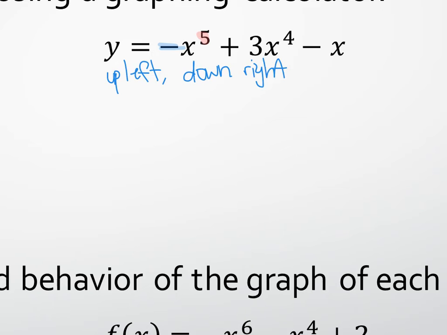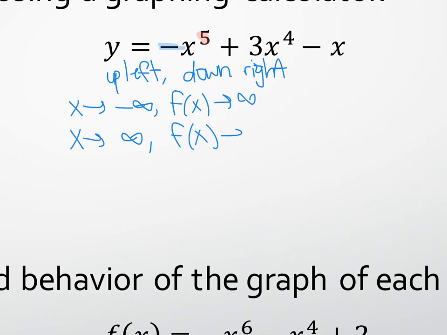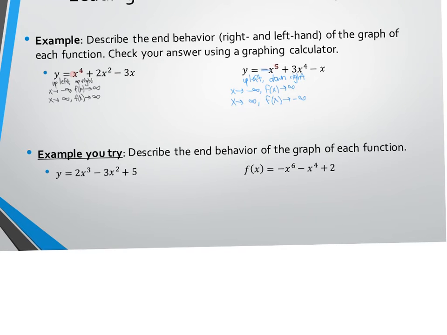Okay, let's use our fancy notation. As x goes to negative infinity, meaning as x gets smaller, our y value is going to positive infinity. As x goes to infinity, meaning our right-hand behavior, f of x is going to negative infinity. And that's it. That's all you've got to do. I want you to now take a minute and try the example you try.